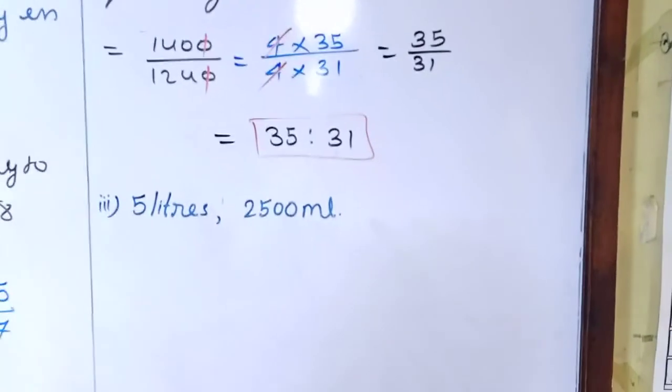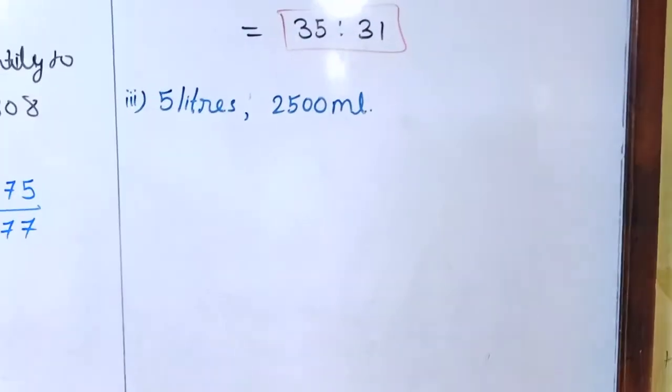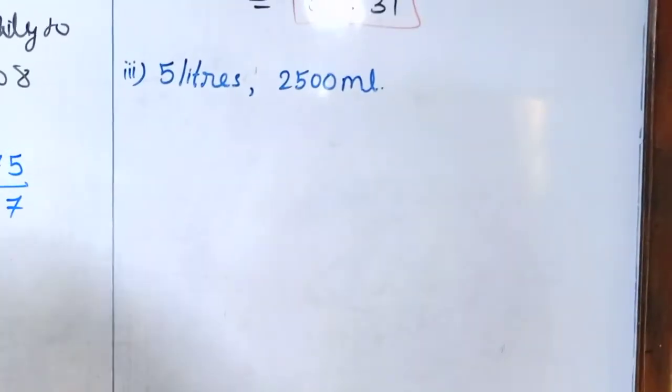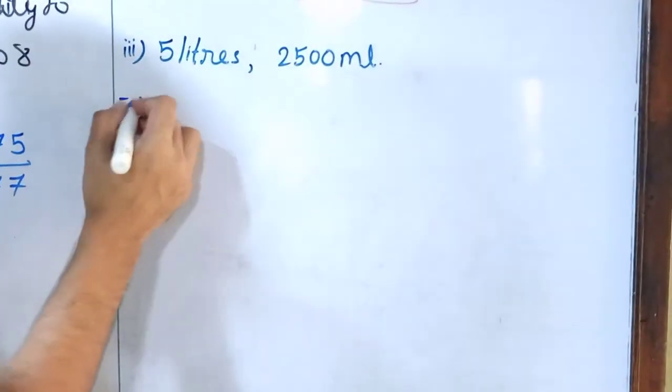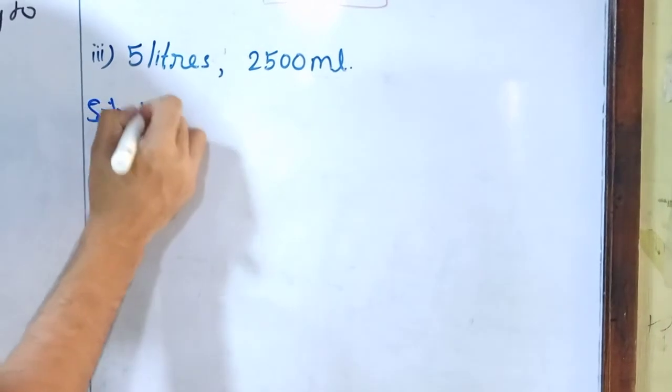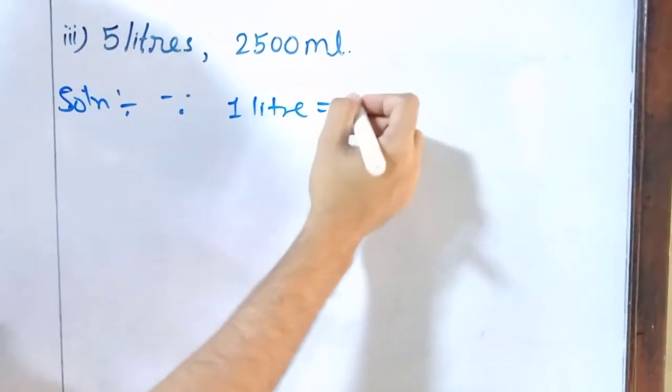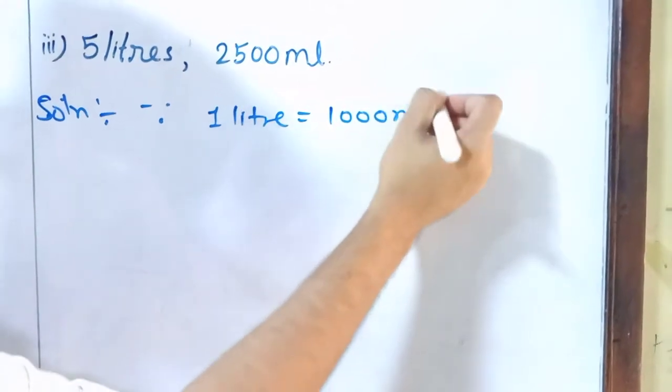The next one is the same kind: 5 liters and 2500 milliliters. We are going to start the same way. Solution: 1 liter is equal to 1000 milliliters.